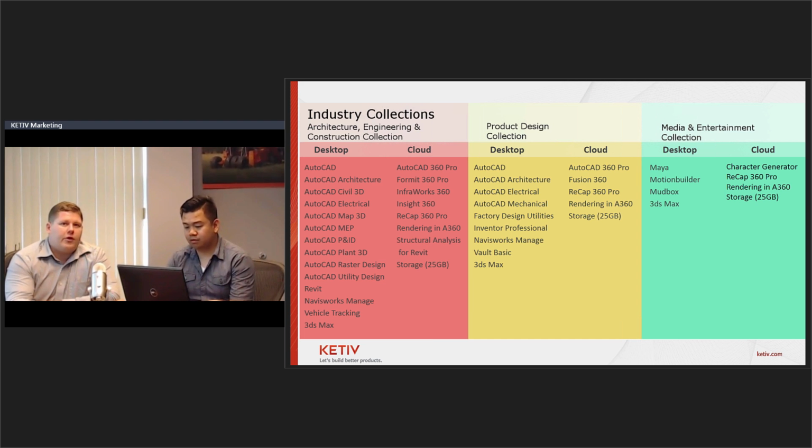Yeah, I think Nigel's going to pull that slide up real quick here. So you can see, on the bottom left is 3ds Max, and on the top right is Fusion 360. And right in the middle, we're looking at the Product Design Collection, the yellow box in the middle. 3ds Max, Inventor Professional, and Fusion 360 are all included in that suite.